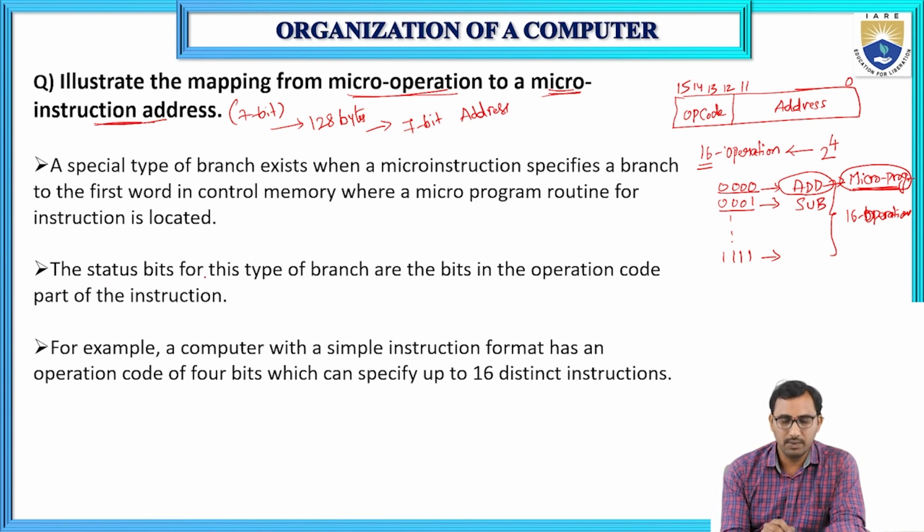The status bits for this type of branch are the bits in the operation code part of the instruction. For example, a computer with a simple instruction format has an operation code of 4 bits, which can specify up to 16 distinct instructions.